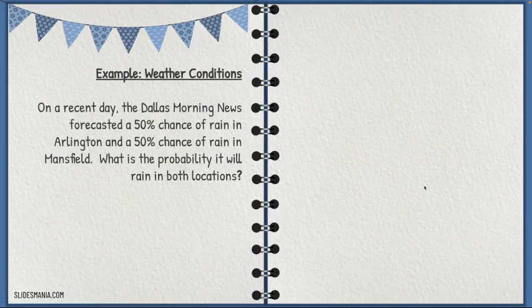Okay, the next one. Weather conditions. On a recent day, the Dallas Morning News forecast 50% chance of rain in Arlington and a 50% chance of rain in Mansfield. What is the probability of rain in both locations? So, is raining in one location close to another area? Are those independent of each other, or is there some kind of relationship there? They're dependent on each other.